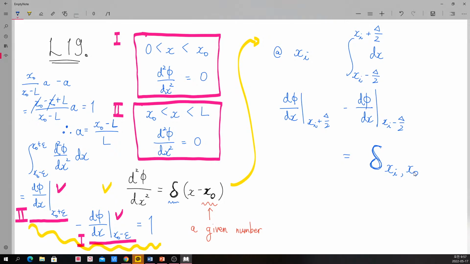Kronecker delta simply means that if your two arguments are the same, then it becomes 1. And if they are different, then it becomes just 0. However, the Dirac delta is not defined in such a way. Only when integrated over a certain range containing the x naught position, where the argument becomes 0, will it give us the number 1. So simply speaking, here we have the Kronecker delta.